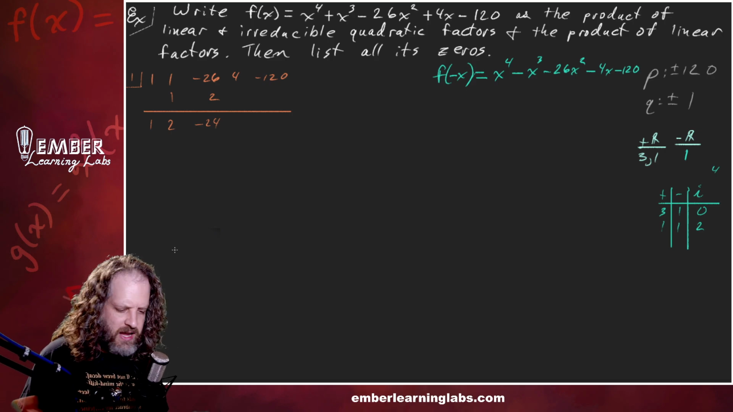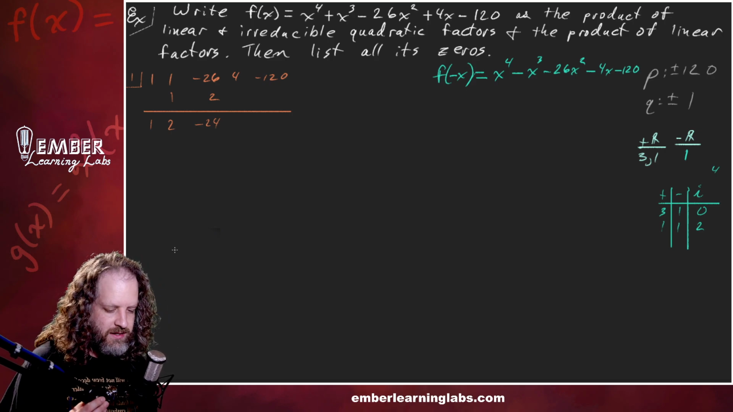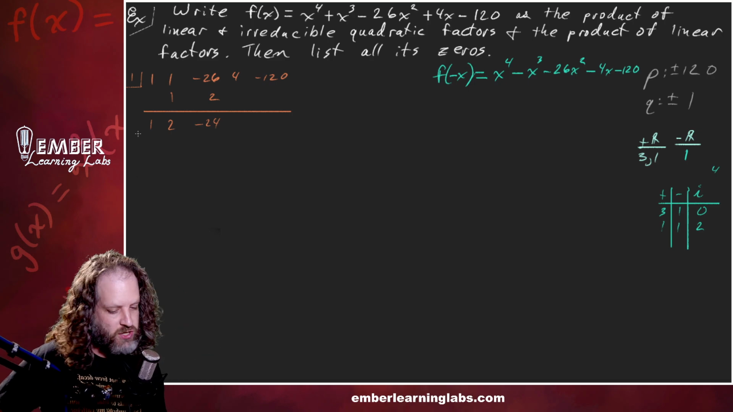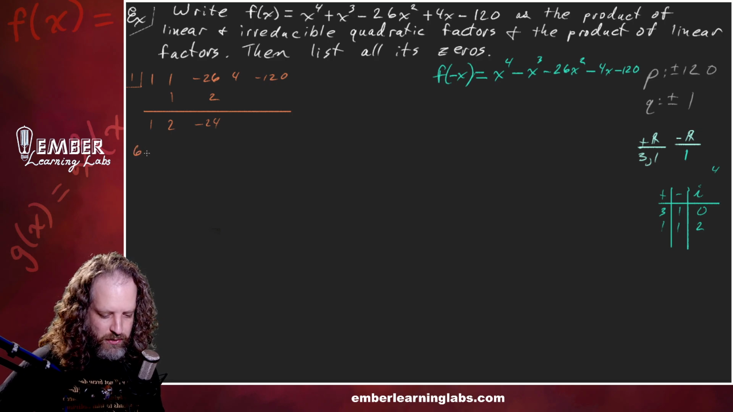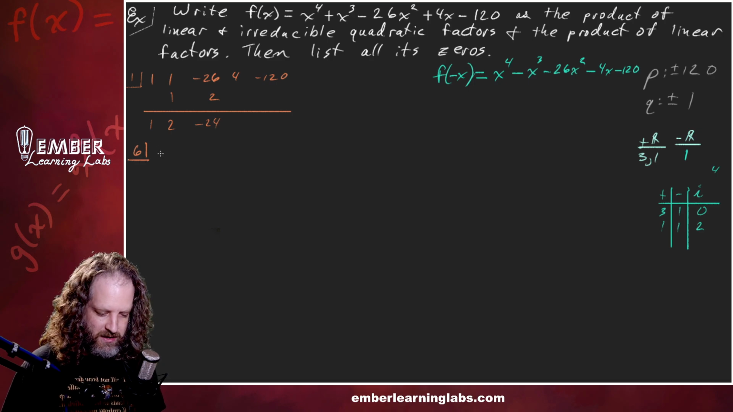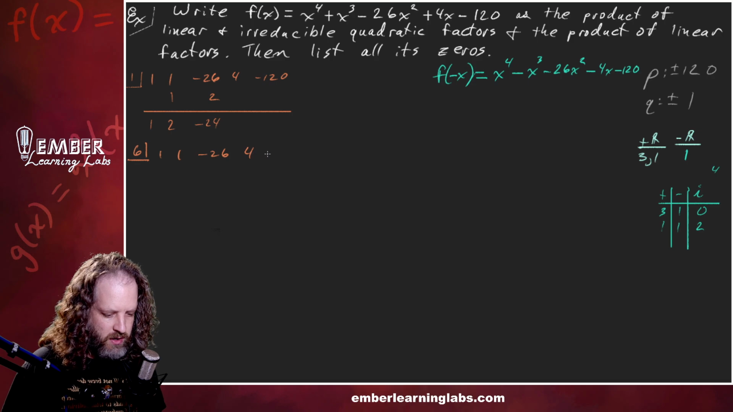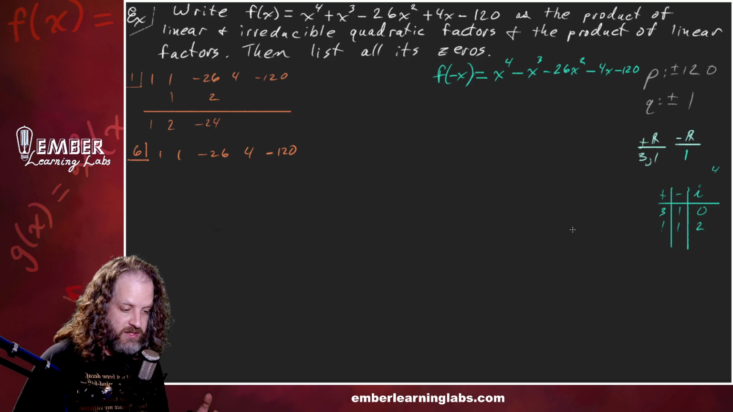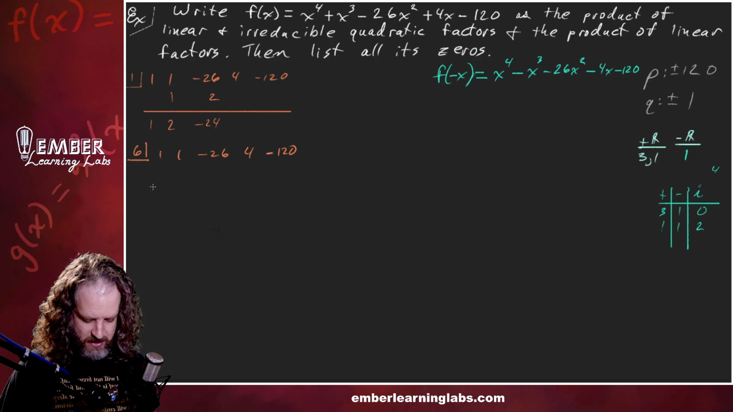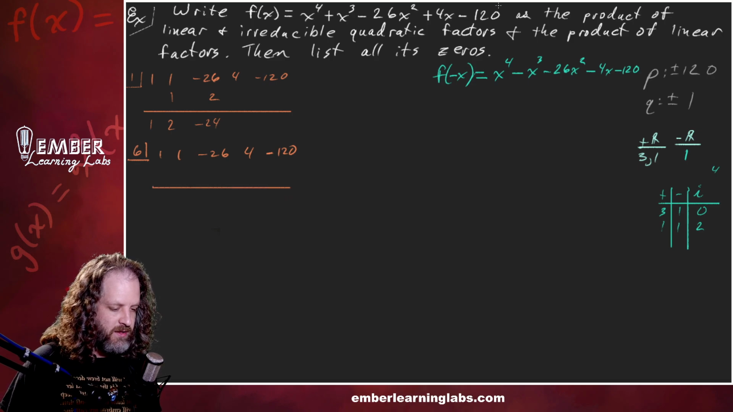Let's try 6. Why not? You may have looked at the table and cheated, which is totally fine. Totally acceptable. You can figure out what they are and then just prove that they are with this. So 1 and then 1, negative 26, 4, negative 120. Make sure if you do this and double check your amounts, you don't accidentally put the wrong coefficients, because that's going to mess up your whole problem.